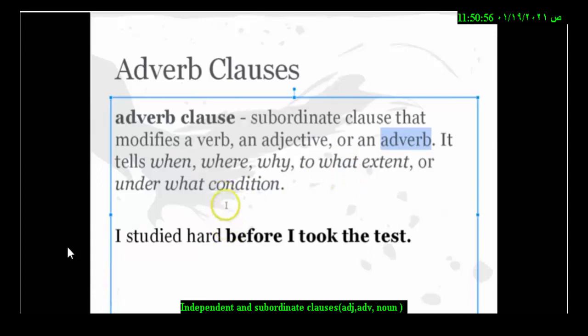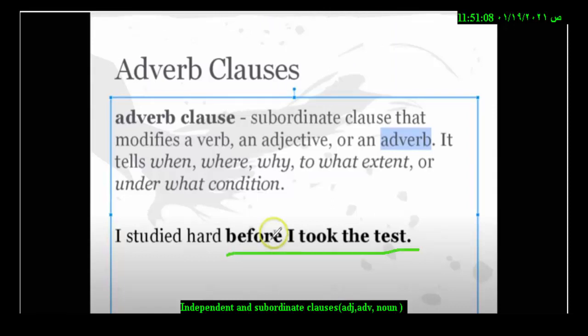Okay? So if we look at this one, I studied hard before I took the test. See this example? I studied hard before I took the test. The subordinate clause here is "before I took the test," because it begins with a subordinate conjunction, and it tells you when did I study hard. I studied hard when? Before I took the test. So when the subordinate clause tells you when or where or why or to what extent or under what conditions, that subordinate clause is considered an adverb clause.